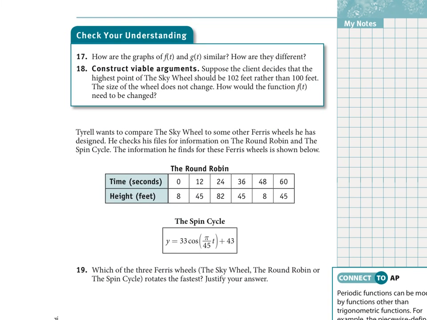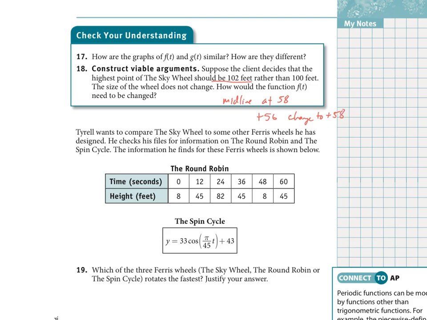So we've talked about how they're similar already. Number 18, what would have to be changed if the sky wheel were 102 feet tall rather than 100 feet? The highest point of the sky wheel. Let's assume we're keeping the same 88-foot diameter, so 44 feet. So I just have to move the whole thing up 2 more feet, right? So the midline would be at 58 feet then. To reach that, the 44 plus the 58. So the plus 56 would change to plus 58, and that would be the only thing that would change.